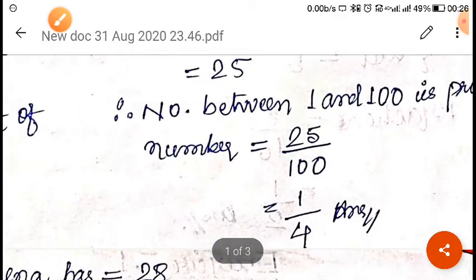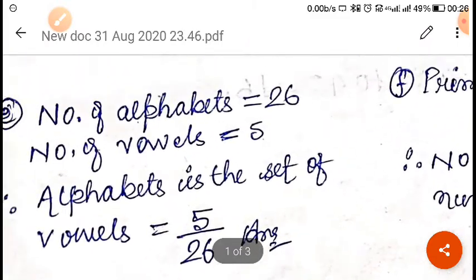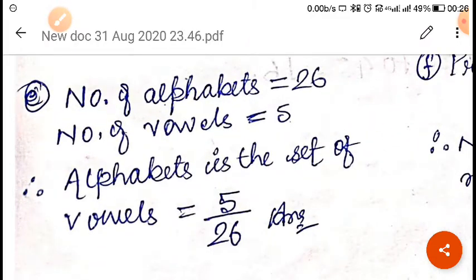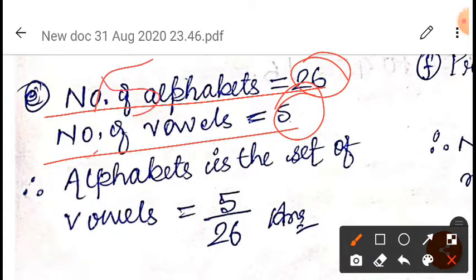Now the English alphabet is a set of vowels, means basically they are asking to write a fraction between the vowels and the whole English alphabet, the vowels which are present in the English alphabet. So how many letters are there? That is 26, and vowels are what? 5. So we can write 5 by 26.